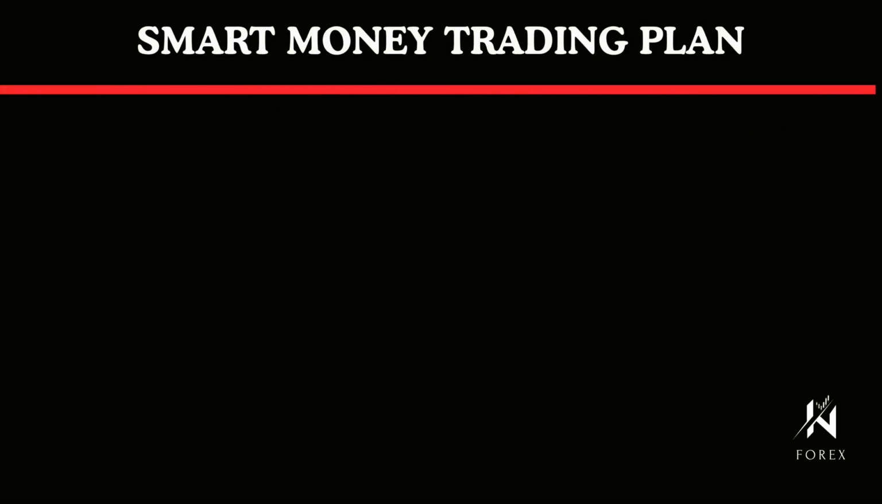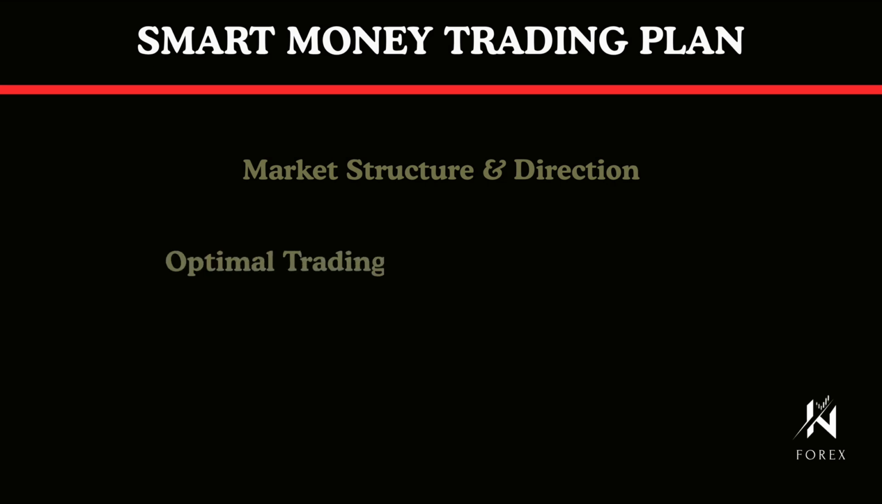Now, there are a few essential concepts in the smart money trading plan that you need to practice on the charts before fully understanding the strategy I'm about to outline. First up is market structure and direction. This focuses on identifying key structural levels on the chart and classifying the market as bullish, bearish, or neutral. Next, we move to optimal trading zones and order blocks. These are key areas on the chart that could offer high probability trade setups.